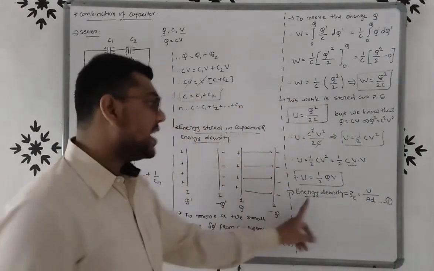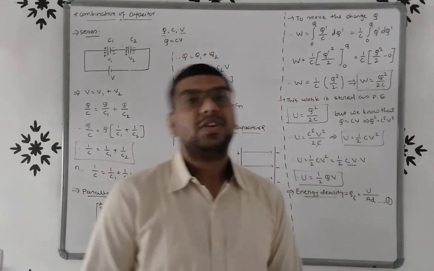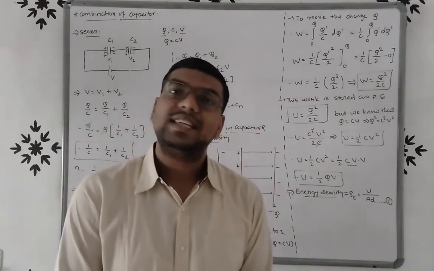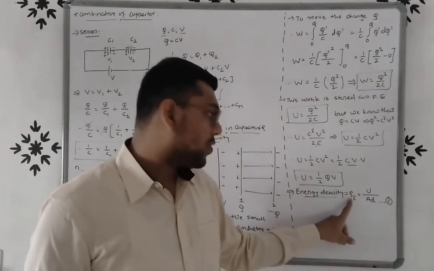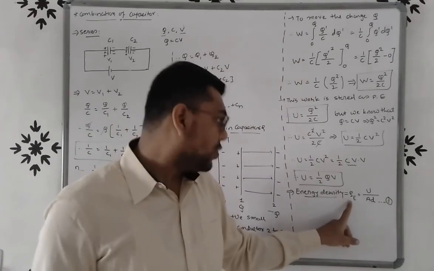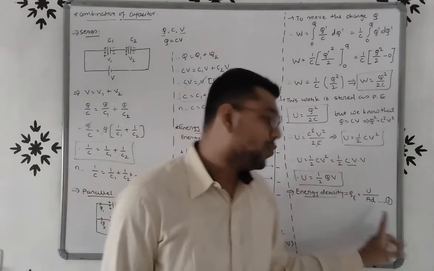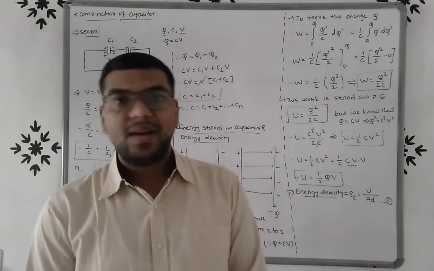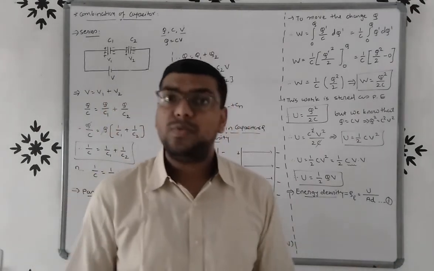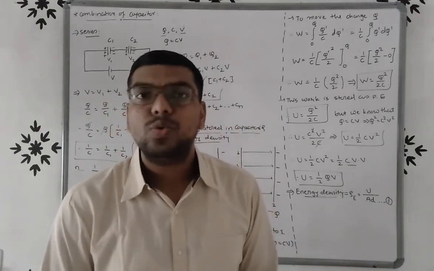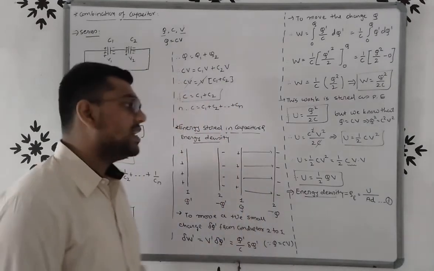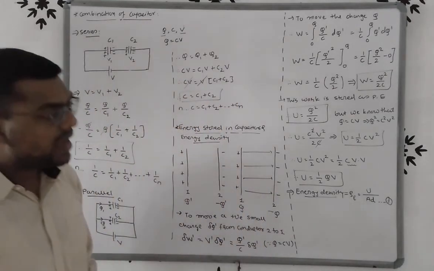So what is energy density? Energy per unit volume is known as energy density. So from the definition we can write here rho E is equal to U by Ad. Right? Because Ad is equal to volume V and energy U. So energy density rho E is equal to U by Ad.